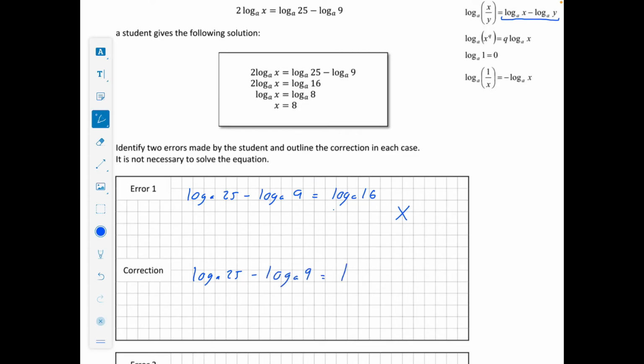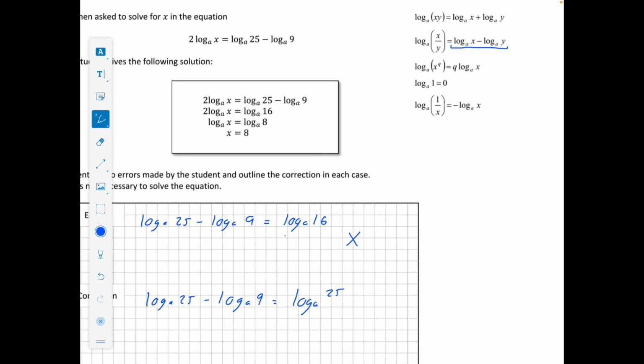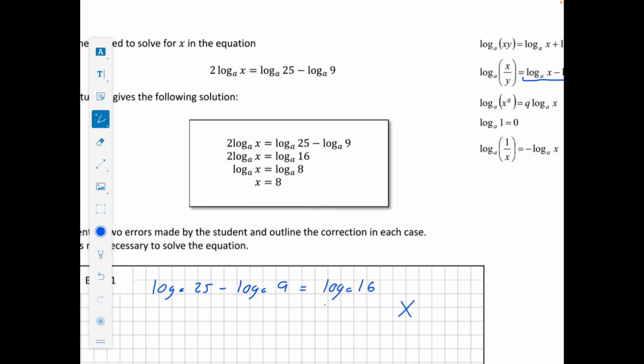What should we have said instead? We should have said that log to base a of 25 minus log to base a of 9 is equal to log to base a, and we're going to use that rule 2 up there, of 25 divided by 9. So that's error 1. Then error 2 here. So they had 2 log to base a of x, and they said that was equal to log to base a of 16. And then in the next line, they got rid of that 2. What did they do? They divided 16 by 2 to get 8.